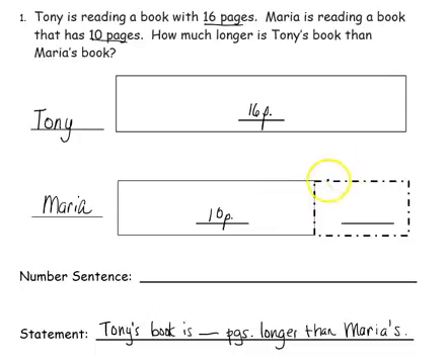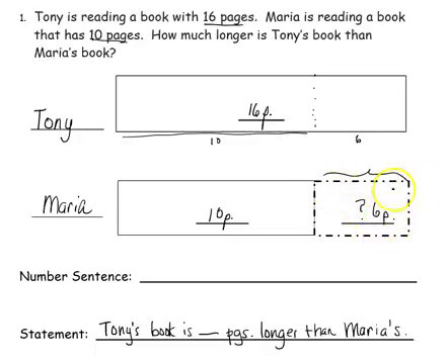The question then is, what is the difference between the two books? How much longer is Toni's book than Maria's? So this is the question. Now, if we look at the two tapes, if they were the same size, then this portion of Toni's tape would also be 10, because that's how long Maria's tape is. Well, if this portion is 10 and the whole tape is 16, then this part, the more than part, must be 6, because 10 plus 6 make the 16 pages. That means that Toni's book is 6 pages longer than Maria's.